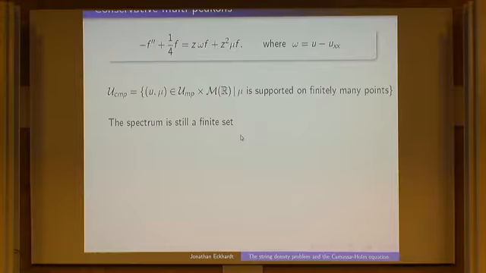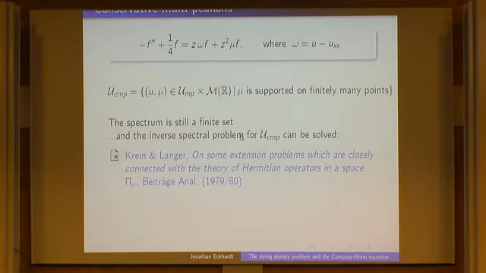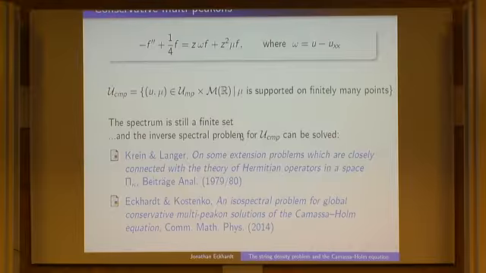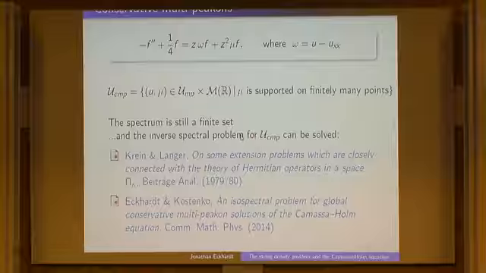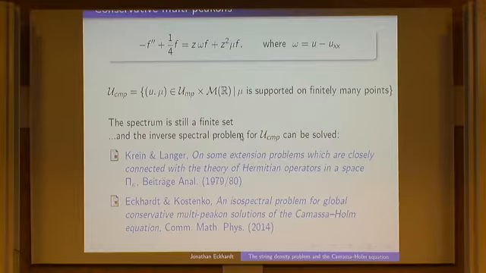And for this kind of spectral problems, the spectrum is still real and discrete, and in this case, it's still a finite set again, and you're actually able to solve the inverse problem for this. This has been done by Mark Krein and Heinz Langer more than 30 years ago, and only recently realized by Alexei Kostenko and myself that this actually is useful for computing these conservative multi-peakon solutions. And as far as I know, it's the first application of this abstract method by Krein and Langer.